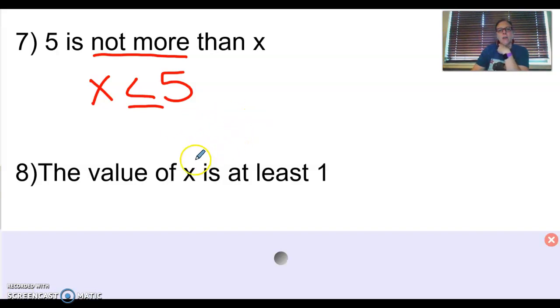Okay, the value of x is at least 1. It's at least 1, so that means it could be 1 or more. Okay, so here's our x, and then our value of x is at least 1. So it can be 1 or 2 or 3 or 4. So it's going to be x is greater than or equal to 1. Greater than or equal to 1.